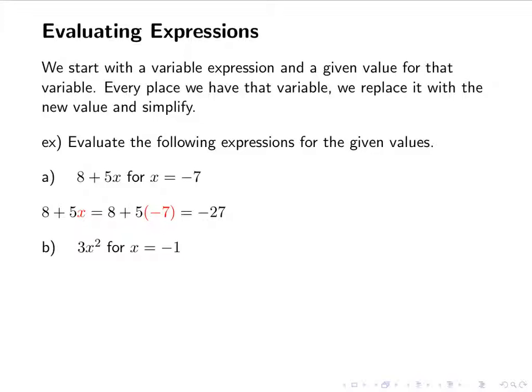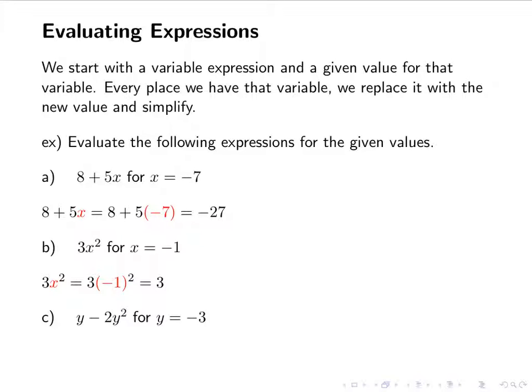B, 3x squared for x equals -1. So again, the variable is in red. And whenever our x has things like a negative sign or a fraction, we always want to put it in parentheses when we plug it in. So I'm going to put 3 times in parentheses -1 squared, so that A, it doesn't look like 3 minus 1 squared, and B, we remember that we're squaring -1, and -1 squared is +1. So 3 times 1 is 3.